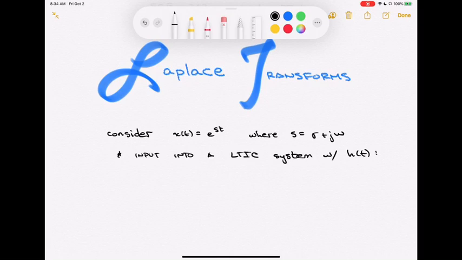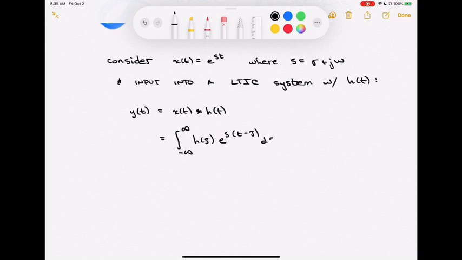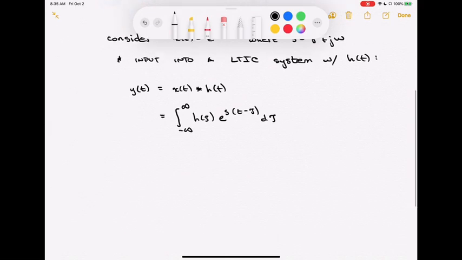What do we know? We know that the output of this system, this is something we studied back in chapter 2, y of t, is going to be equal to x of t convolved with h of t, and putting that into the convolution integral, it's an integral from minus infinity to infinity. I can choose what thing I want to flip and shift. I think I'm going to go ahead and flip and shift x. So I'm going to leave h alone. So we'll have h of tau, and I'm going to have x of t minus tau. But x is just e to the s times t minus tau, d tau. This is something we've actually looked at before.